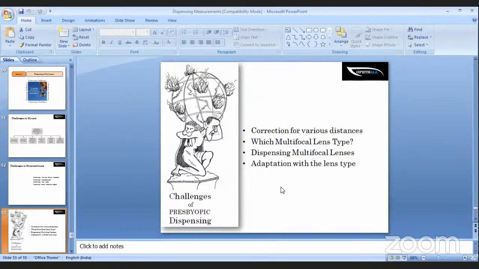Now, dispensing multifocal lenses itself poses a problem, because a patient with bifocal lenses can only look at two distances, one at a distance vision, another at a near vision.